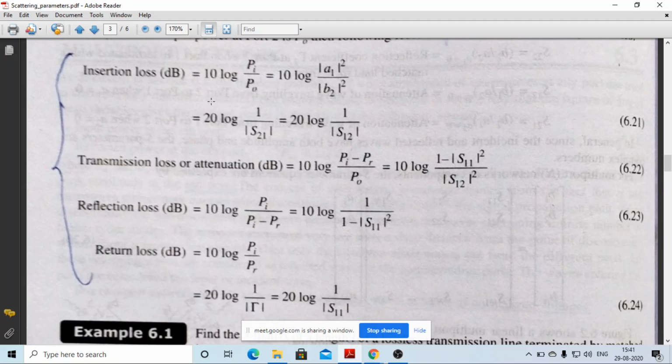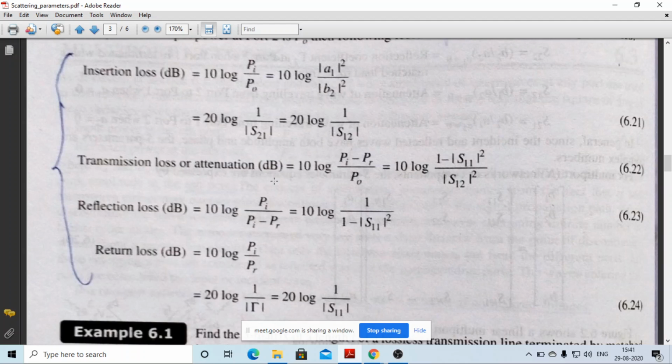Now see why there is a 20 log, because this square term is going to come as the multiplication term with the 10. So it is 20 log A1 by B2. So A1 by B2 is 1 by S21, means B2 by A1 is S21. So this insertion loss can be written in terms of the S21 parameter like 20 log 1 by S21.